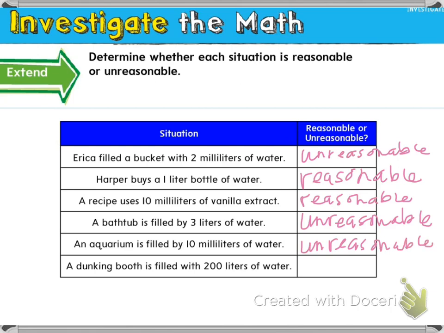A dunking booth is filled with 200 liters of water. Okay, you know what a dunking booth is? It's where the guy sits on a little bench right here, and then there's a target, and beneath this is a bucket of water. This is connected to the bench, and so you throw a ball, and you hit the target, and if you hit the target, then the guy falls in the water. Now, 200 liters of water, that's a pretty good amount of water. I would say that that is reasonable.